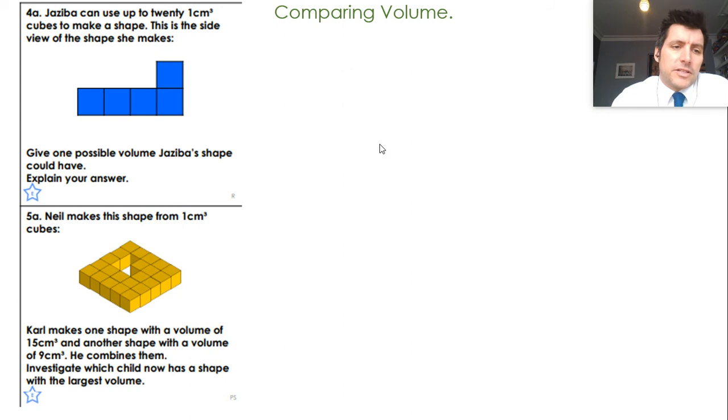Okay, let's have a look at these couple of statements. Jaziba is making a shape up to 20, so up to, remember that word, up to 20 centimeters cubed. What could a shape be? Have a go at drawing a shape that hers could be.